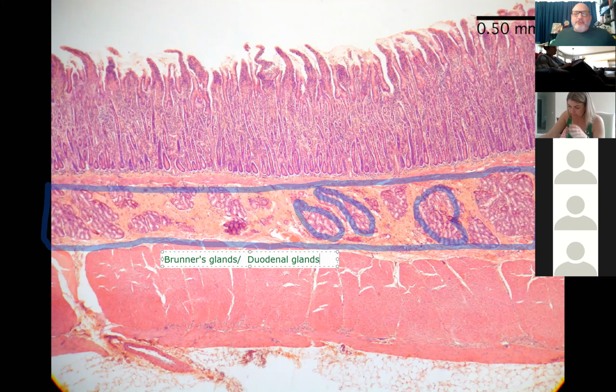So it's perfectly acceptable to call them Brunner's glands. Brunner was the one who first discovered them, but they're also known as duodenal glands, and that helps because that tells us we're in the duodenum. If you see these Brunner's glands, if you see these duodenal glands in the submucosa, it is a dead giveaway you are looking at the duodenum of the small intestine.